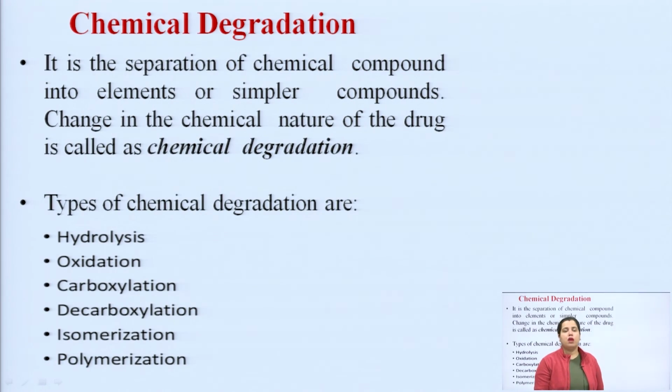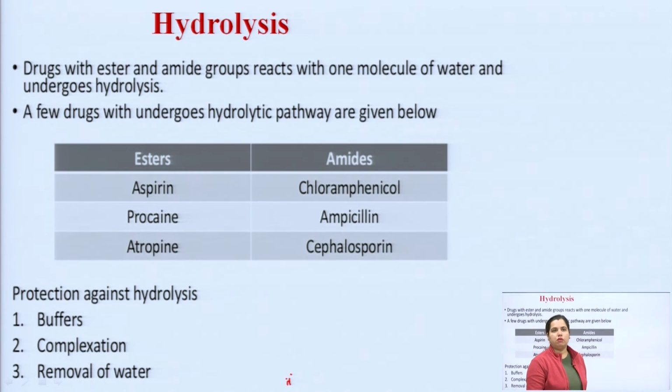Once again, let us go over the highlights of what we have covered in this presentation. We focused on chemical and microbiological degradation. Chemical degradation changes a drug chemically between the manufacturing process and storage. Types of chemical degradation include hydrolysis, oxidation, carboxylation, decarboxylation, isomerization and polymerization. Hydrolysis is the reaction with a water molecule. Some drugs may be affected by hydrolysis.